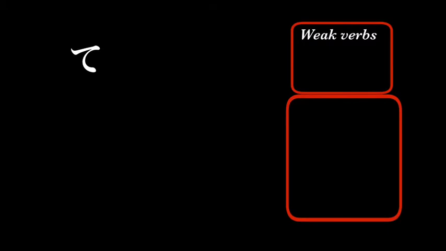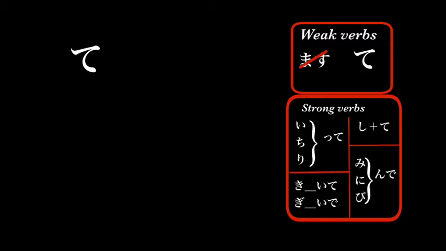For weak verbs, that's just a matter of taking off the mas and adding te. For the strong verbs, it's a matter of following the pattern that we learnt in the lesson on how to make te form. If you're not sure of the weak and strong verbs, you'll still be able to follow through with this tutorial, as I will explain them as we go through. Feel free to review the te form video to understand the difference between weak and strong verbs as well.